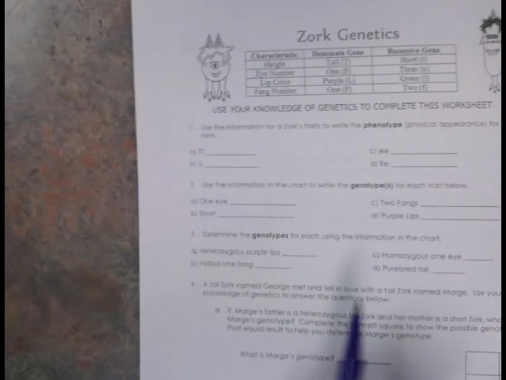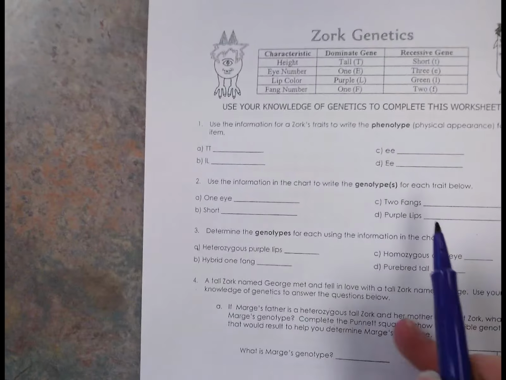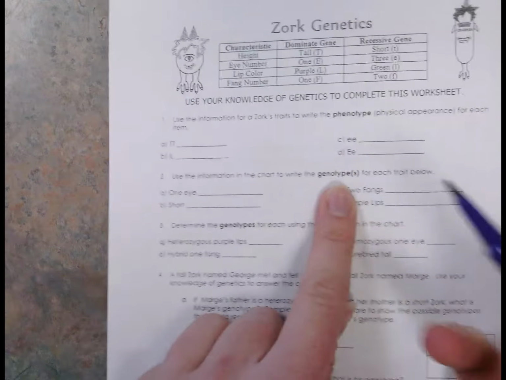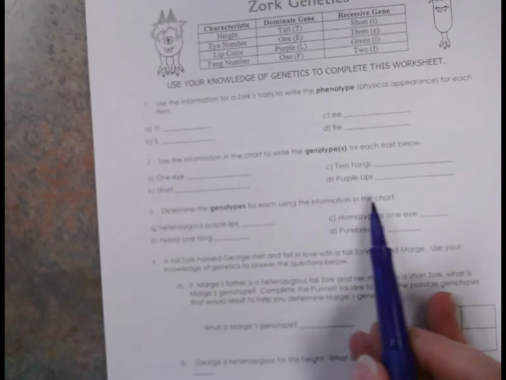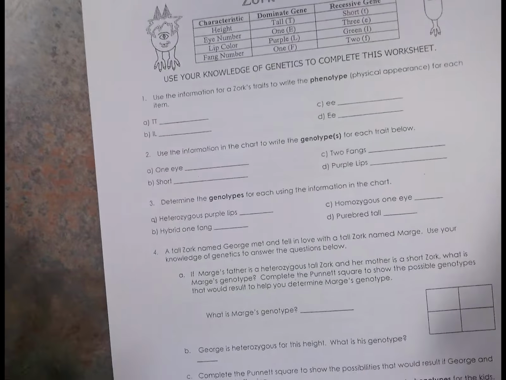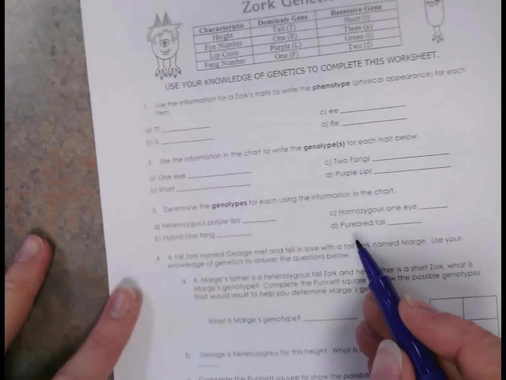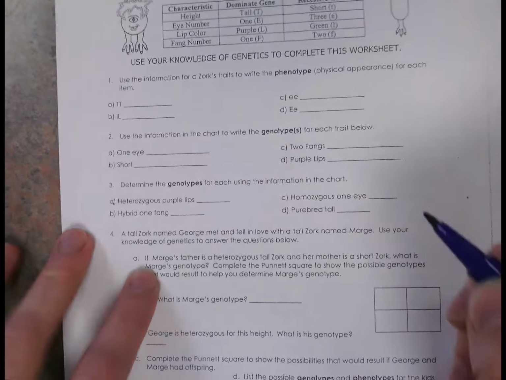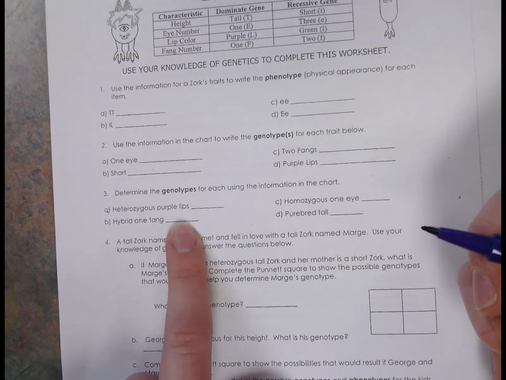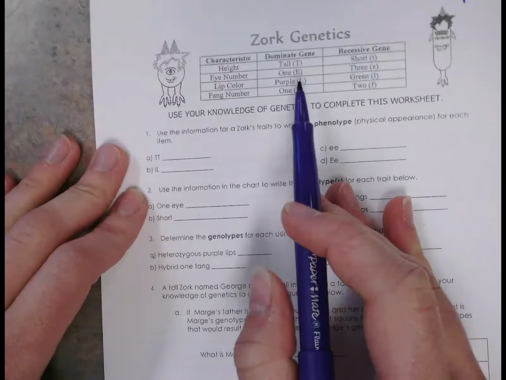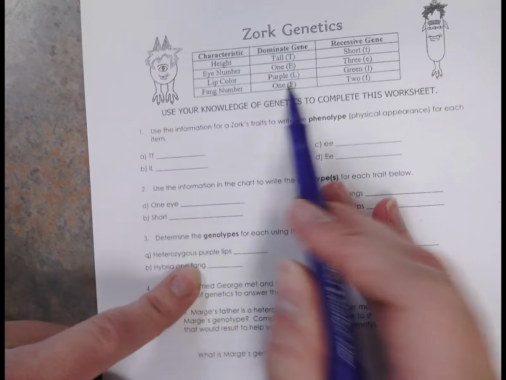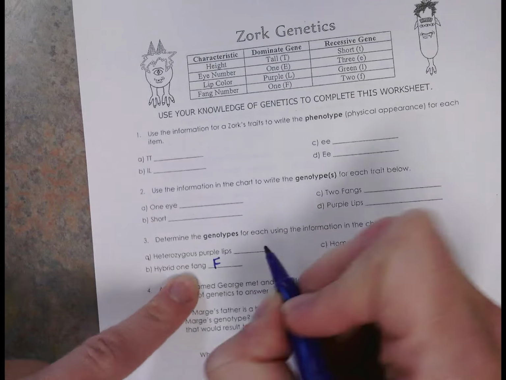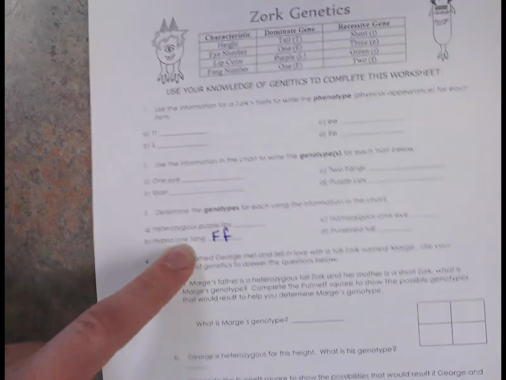Now you're writing the genotypes. So what are the genotypes? And if it is a dominant trait, there could be more than one. It could be a big letter, little letter, or it could be two big letters. And then determine the genotypes for each of the information in the chart. Purebred meaning it's homozygous. Homozygous and purebred are the exact same thing. So for purebred tall, let's see which one I can give you. Hybrid, 1 fang. I will give you the hybrid for 1 fang. F is the dominant trait, so I know that it has to have at least one F, and it's hybrid, meaning one of each, Ff.